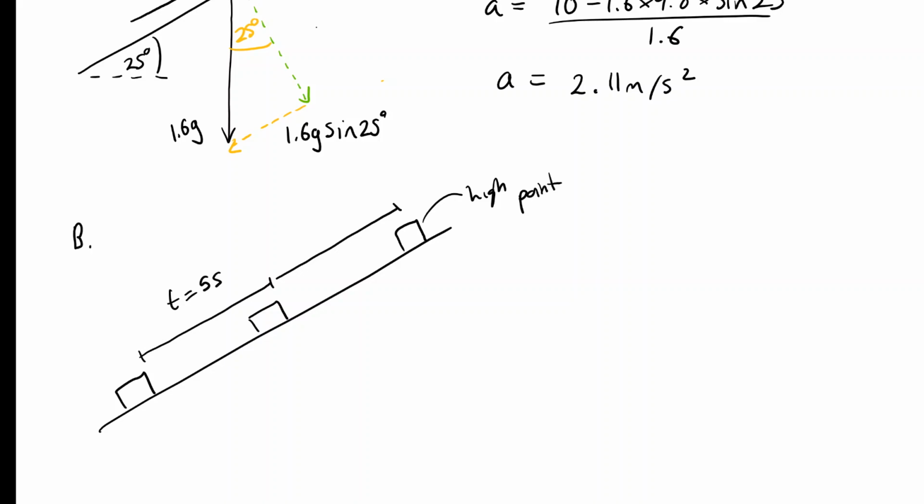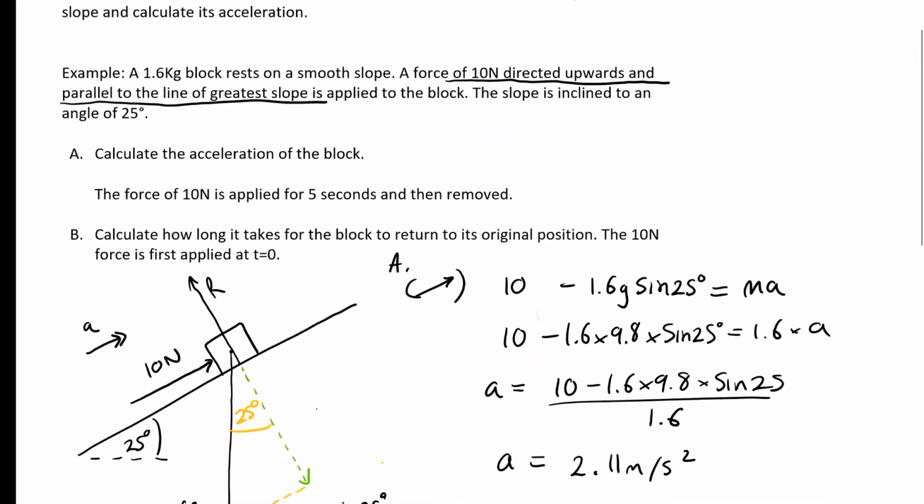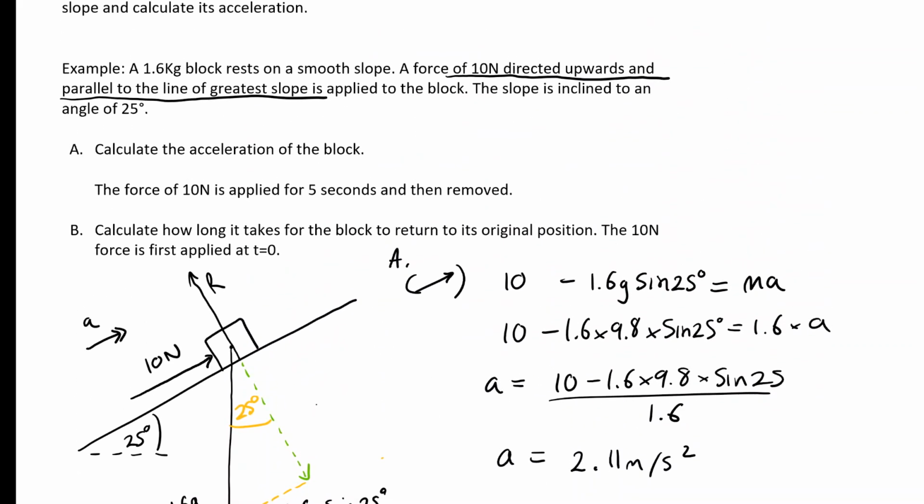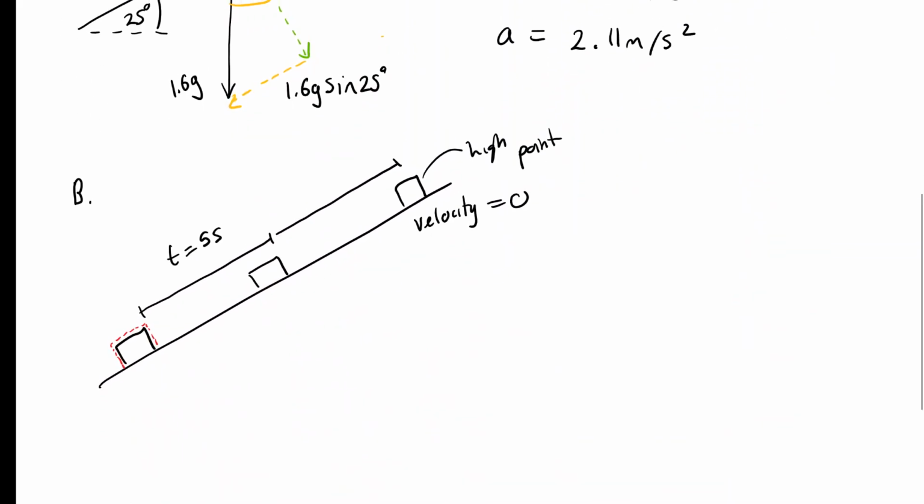At that high point it will stop instantaneously, so at that point there we'll just note that the velocity must be 0. Then it's going to slide all the way back down and work its way back into the original position. That's what the question's really asking about, the block to return to its original position.